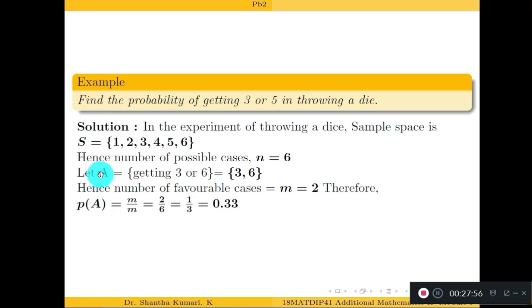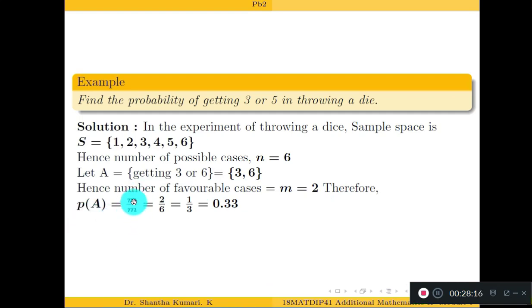Let event A equal to getting 3 or 5. That means the set containing 3, 5. How many outcomes are in this set? The number of elements is 2. So the number of favorable cases m equal to 2. Therefore, P of A equal to m by n.